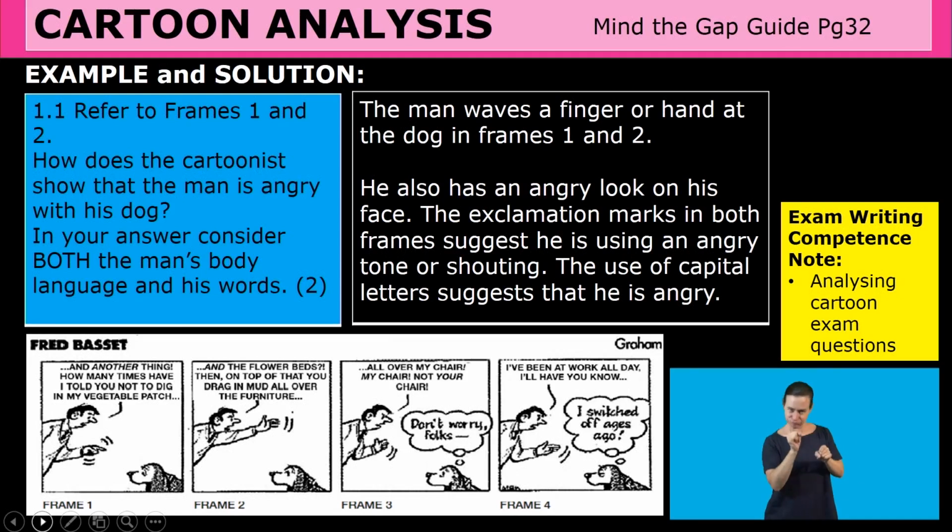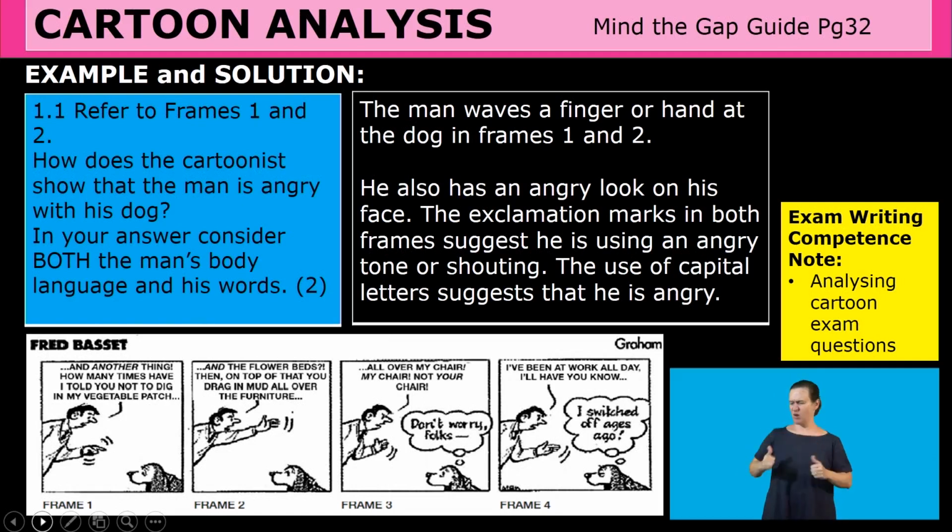And then also, we can see the animata around the pointed finger, which means that finger is actually moving. It's not stationary. The animata shows you the movement of that finger, all right? And also in frame 2, look at the movement of the hand, okay? Then we get to consider his words as well, or the verbal clues. So the words say, all right, do not go into my vegetable patch or the flower beds, and then you drag this mud all over my furniture.